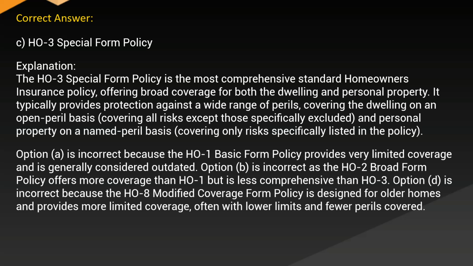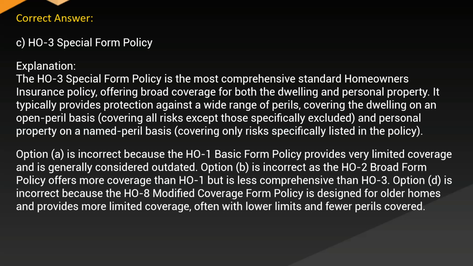Correct answer: C. HO3 Special Form Policy. Explanation: the HO3 Special Form Policy is the most comprehensive standard homeowners insurance policy, offering broad coverage for both the dwelling and personal property. It typically provides protection against a wide range of perils, covering the dwelling on an open peril basis, covering all risks except those specifically excluded, and personal property on a named peril basis, covering only risks specifically listed in the policy.